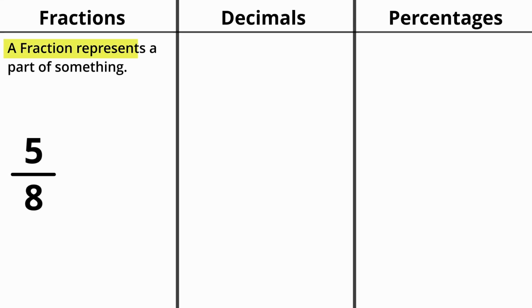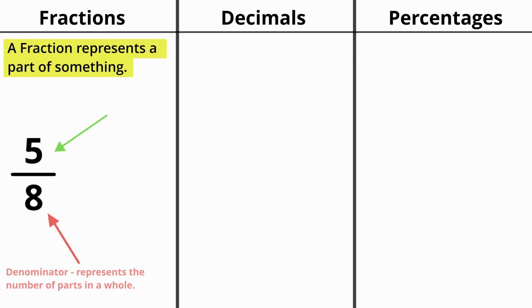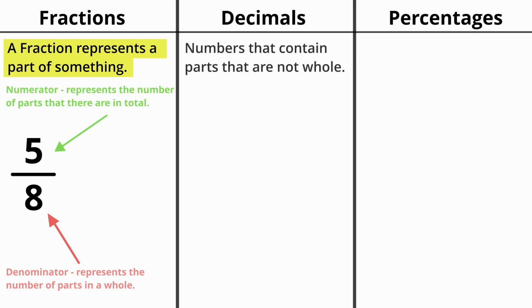A fraction represents a part of something. The bottom number in the fraction, also known as the denominator, represents the number of parts in a whole, while the top number in the fraction, also known as the numerator, represents the number of parts that there are in total.